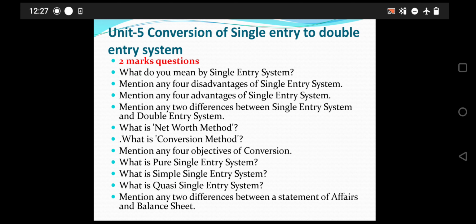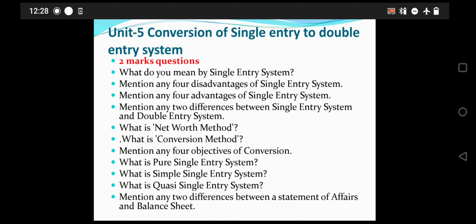And disadvantages are many, that's why a single entry system is converted into a double entry system. Advantages are very few, as I told you already. Disadvantages are many. The first disadvantage is there is no arithmetical accuracy, and under single entry system we won't find any profit and loss account, and it is very difficult to ascertain the financial position of the company.